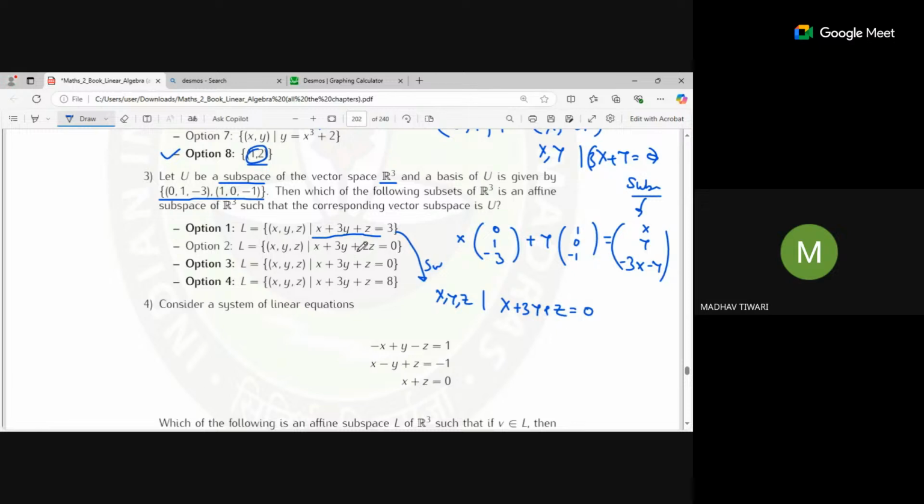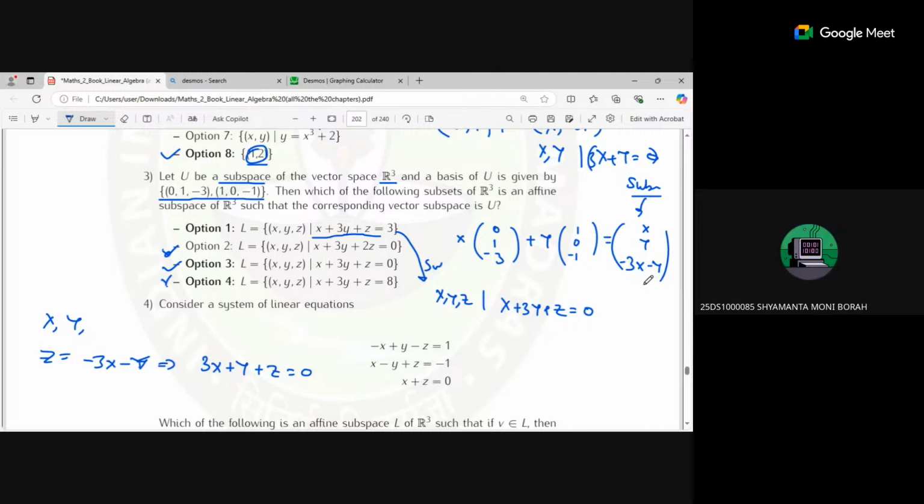Okay. For this one, it is already a subspace. And here it is a subspace. It is an affine subspace. But we need to check which one is exactly matching with this. So in this case, you can see x is x, y is y, but z is minus 3x minus y. So if I rewrite this equation as 3x plus y plus z is equal to 0.